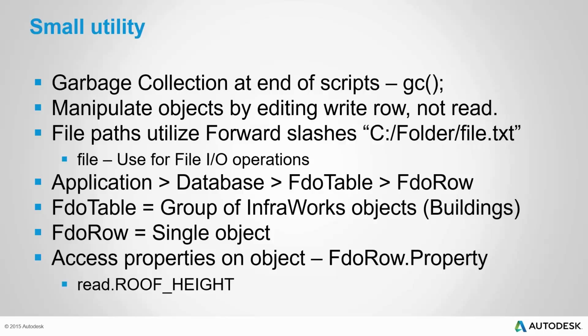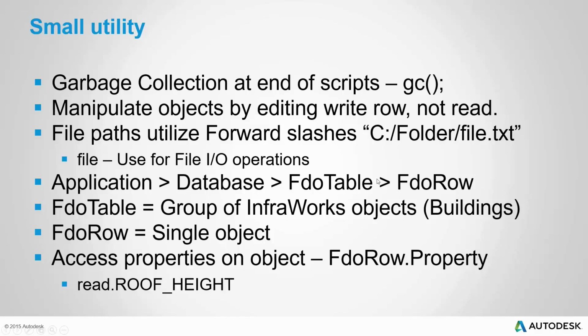And then, you also manipulate the objects by editing the write row, not the read row. I see this a lot. And again, these are just major gotchas that I see. File paths utilize forward slashes instead of backslashes. And inside of the documentation, you're going to use file for all the file I/O operations. So you can go in the documentation and look at what's available, and in my samples.